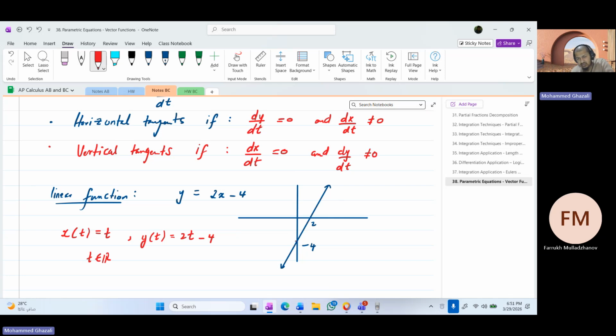Now, how do we get these coordinates? It's easy to get these coordinates. Let's make t 0. If t is 0, then 2t minus 4, 2 times 0 minus 4, you can see this point occurs there. So this point is when t is equal to 0. What about 2? You'll get 2 when t is 2, okay? So when t is 2, you get y value 0 and you get x value 2.